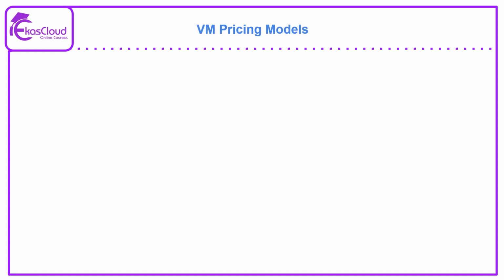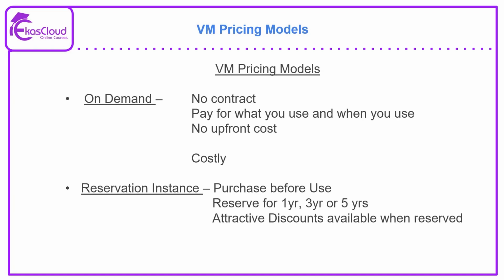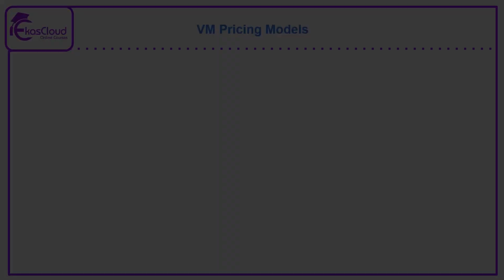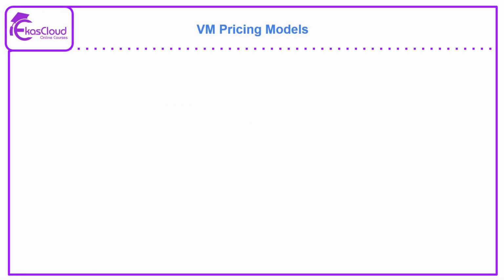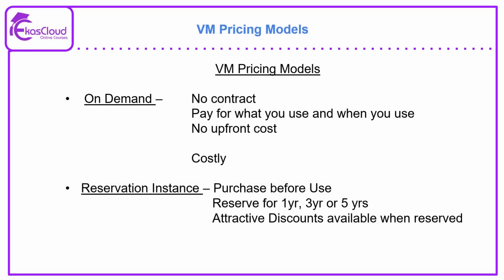Now we look at the pricing models for these VMs. There are three main pricing models. We have on-demand, reservation instance, and spot pricing. Let's have a look at on-demand. This is your standard pay-as-you-go pricing model. There is no contract. You pay for what you use and when you use. There is no upfront cost. It's slightly expensive compared to the other pricing models because it gives you the highest level of convenience, as it is pay as you go.